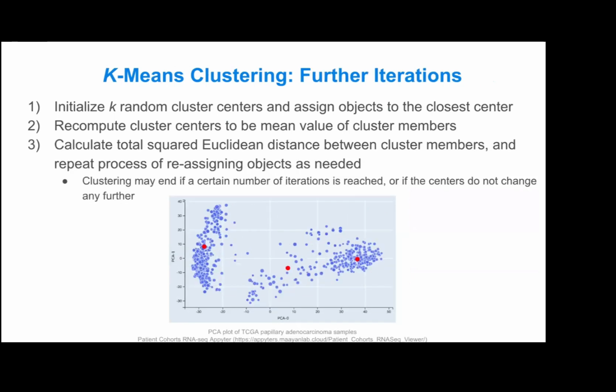Then you first calculate the total squared Euclidean distance between those cluster members. And then you can reiterate through that process of reassigning data objects to new clusters as needed, based on whichever center is the closest. If you reach a certain number of iterations, your clustering may end, or if you reach convergence, so the cluster centers are no longer changing with each iteration, then you can also end the clustering there. And that's how you know which clusters you have.